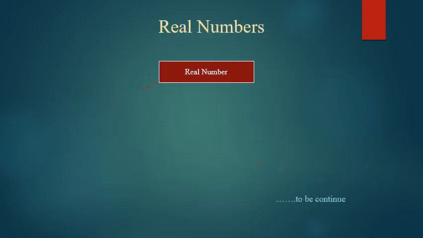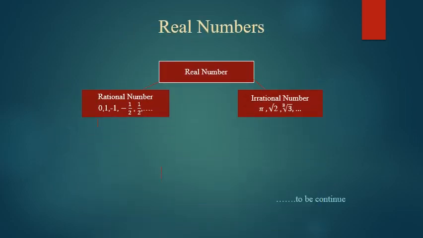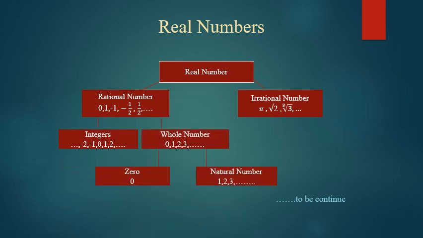Now the overall conclusion is that there is a set of numbers which is said to be the real numbers, which contains rational numbers and irrational numbers. Some examples are given to you. Rational numbers contain integers and whole numbers along with fractions, and whole numbers contain zero and natural numbers. So it is a short summary of this chapter topic. Now the next topic will be continued.